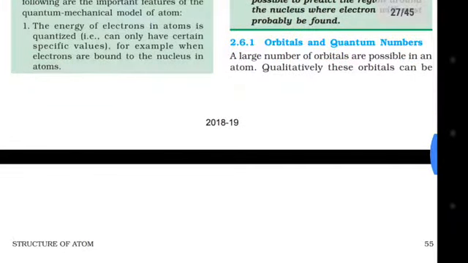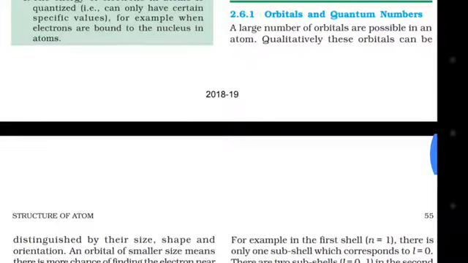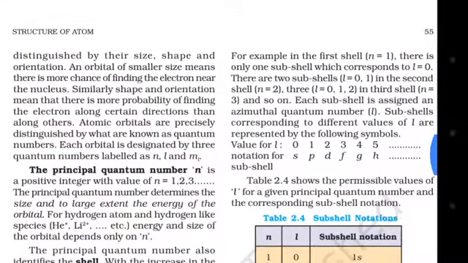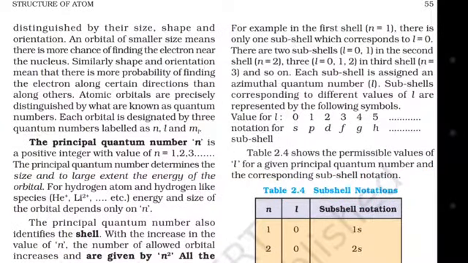2.6.1 Orbital and quantum numbers. A large number of orbitals are possible in an atom. Qualitatively, these orbitals can be distinguished by their size, shape, and orientation. An orbital of larger size means there is more chance of finding the electron farther from the nucleus. Similarly, shape and orientation mean that there is more probability of finding the electron along certain directions than along others. Atomic orbitals are precisely distinguished by what are known as quantum numbers.